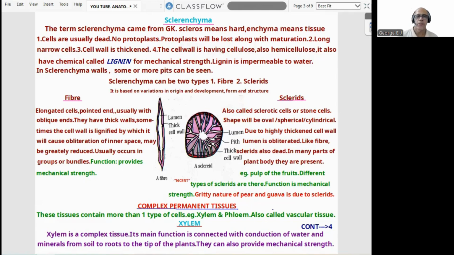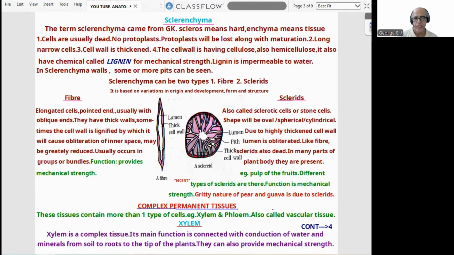That is regarding simple permanent tissue. Now we have to proceed with the complex permanent tissue. These tissues contain more than one type of cell. Examples are xylem and phloem. Since they conduct water and food material, they are also called vascular tissue. Now, we can proceed with the complex tissues one by one.